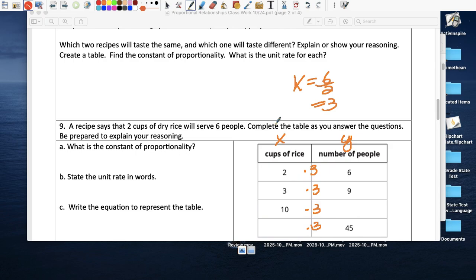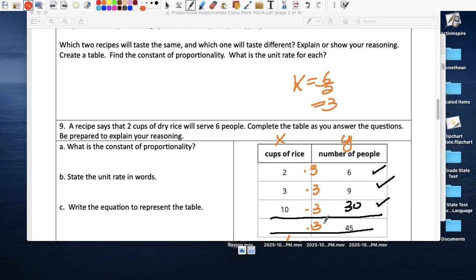And if you wanted to, we're going to add another line here with a 1. Let's add one more, because that's going to be our unit rate. So maybe it's easier to see it that way. 2 times 3 is 6, check. 3 times 3 is 9, check. 10 times 3 is 30.